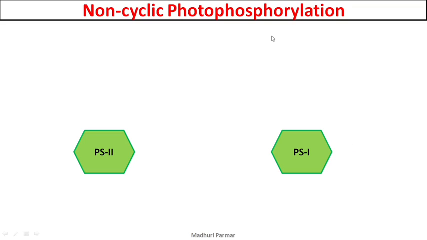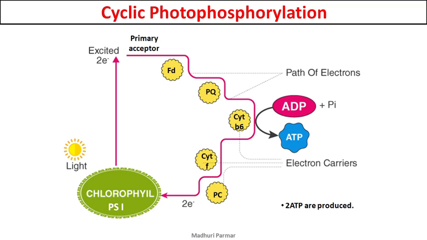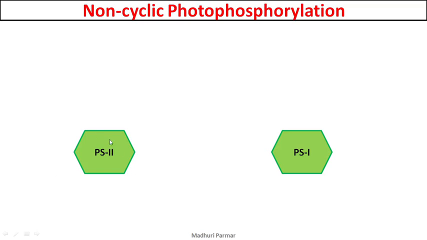Now let us see non-cyclic photophosphorylation. Cyclic photophosphorylation included only photosystem 1. Non-cyclic includes photosystem 2 and photosystem 1. Here it starts with photosystem 2. Okay, the starting point is photosystem 2.